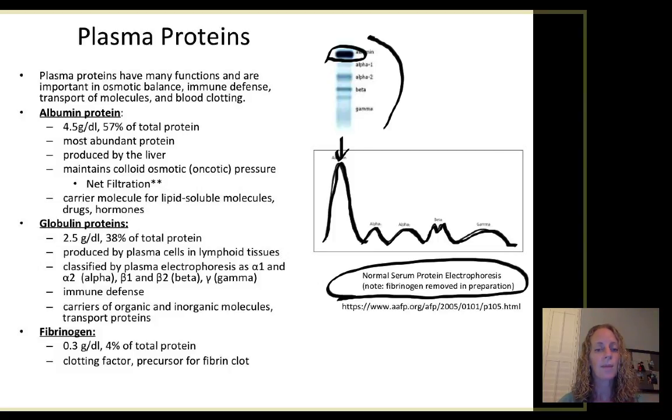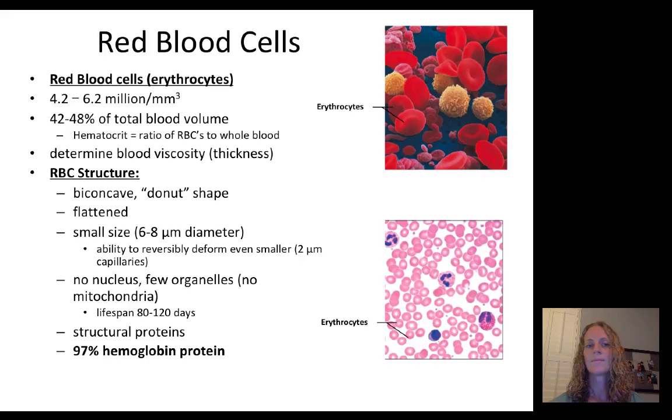Fibrinogen is also common. It's about 4% of the total protein. It's a clotting factor and a precursor for the fibrin portion of clots.